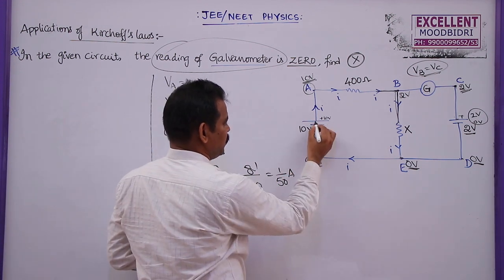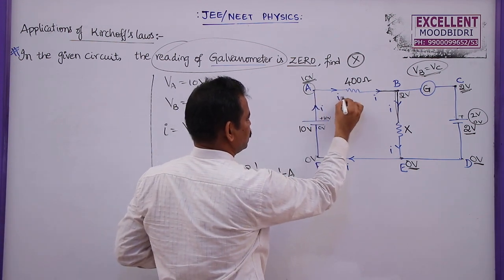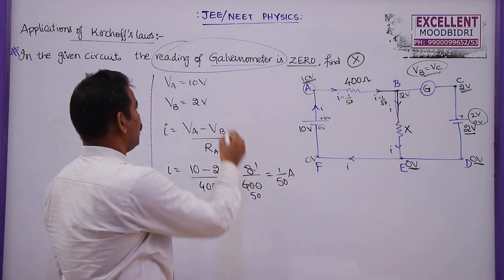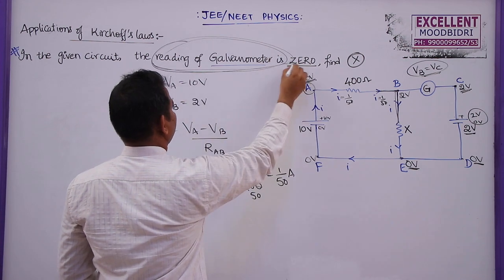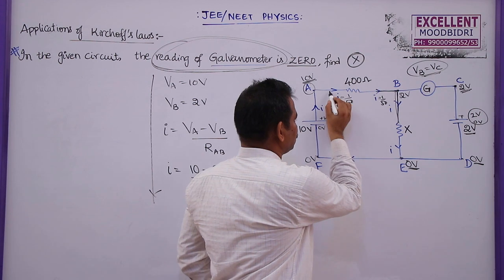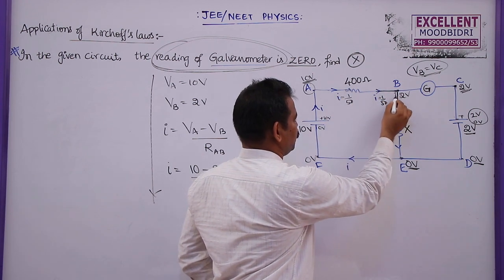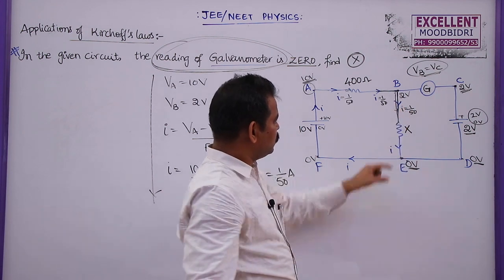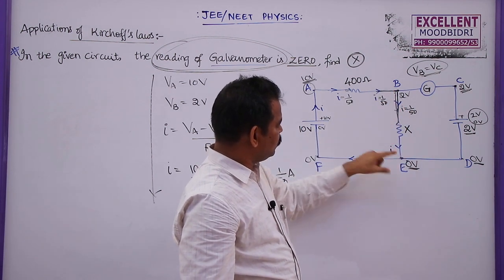So the current which is coming from the battery, which is passing this one, is equal to 1 by 50. This is also 1 by 50. According to this problem, the reading through the galvanometer is 0. That means no current is passing between B and C. Whatever current is coming here, passing through this one, will pass through this one. So I is equal to 1 by 50. So what is the potential difference between these two?